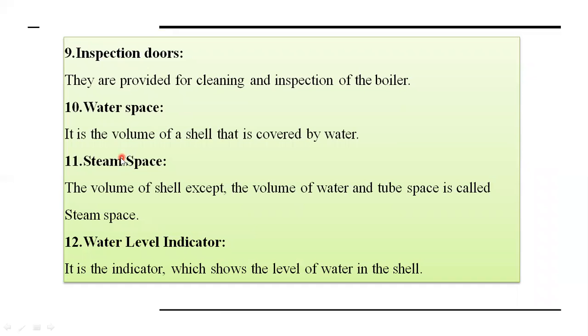Then water space and steam space. Water space means the volume of the horizontal drum which is covered by water, and that is called the water space. And steam space is the volume of the shell other than that of water, where the steam is collected. Then the water level indicator. This is a mounting fitted on the external part of the boiler shell to show how much water is present inside the boiler shell.